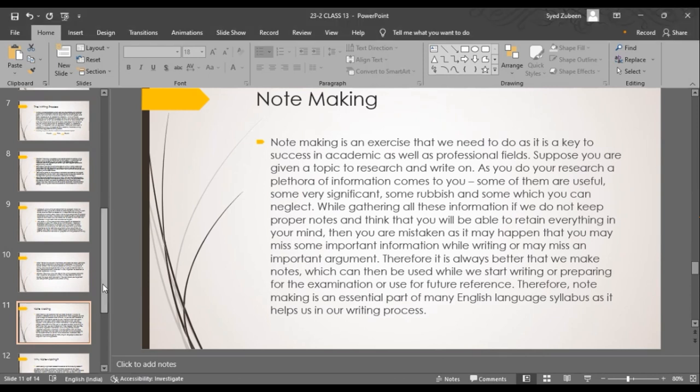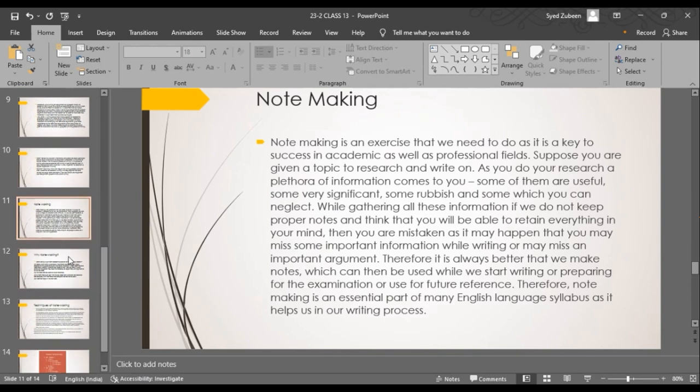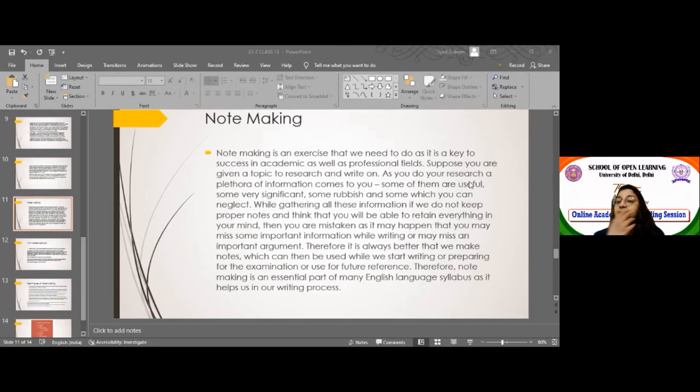Therefore, note making is an essential part of many English language syllabi as it helps us in our writing process. Like I've said, it was part of the syllabus in school as well, right? So why do we need note making?